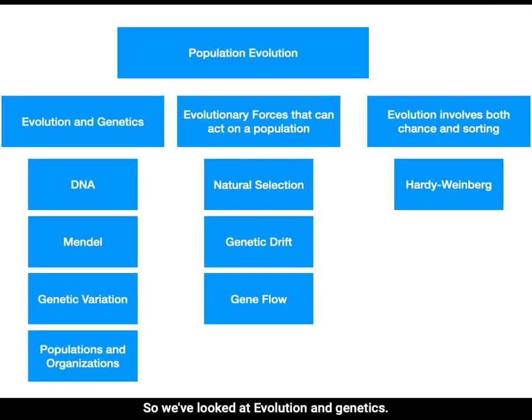So we've looked at evolution and genetics. We've walked through some reminders of DNA. We've briefly introduced Mendel and the ideas of allele frequencies. We've looked at genetic variation in populations and organizations. We've looked at evolutionary forces, natural selection, and genetic drift. Now we're going to look at gene flow.